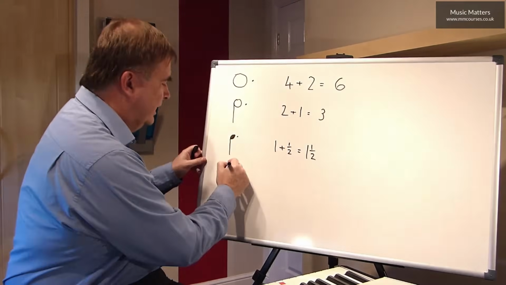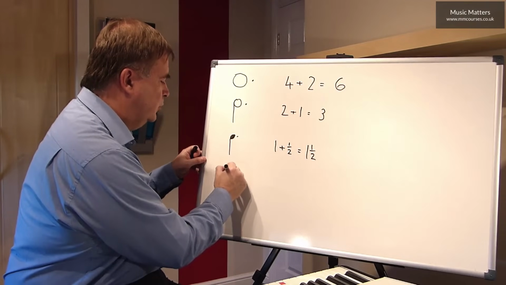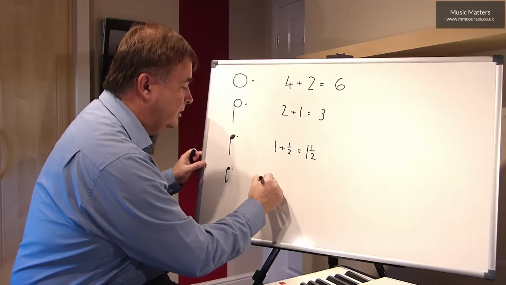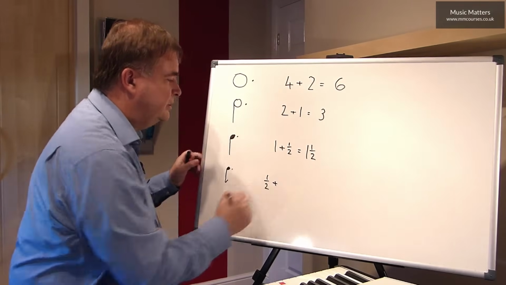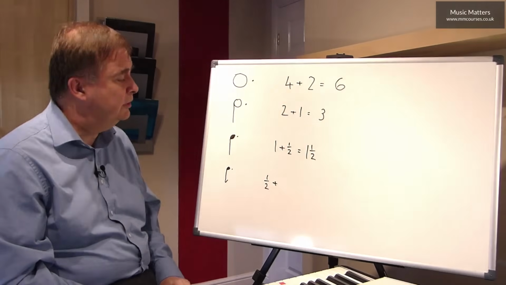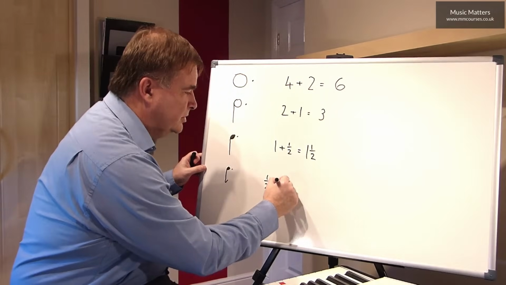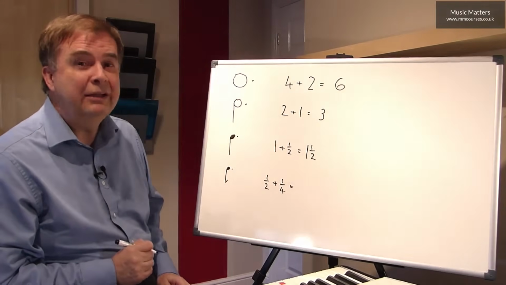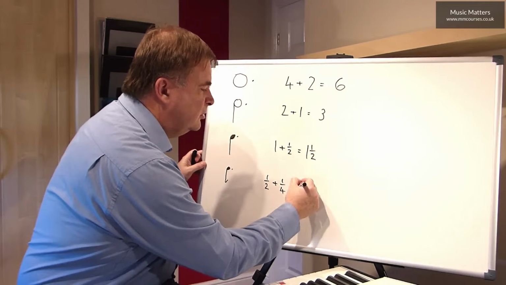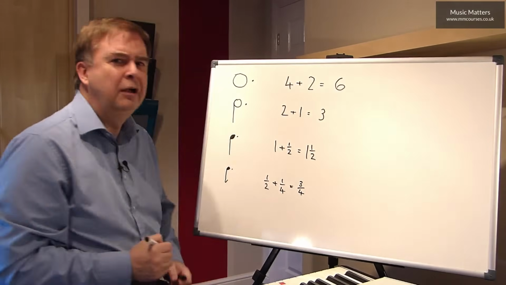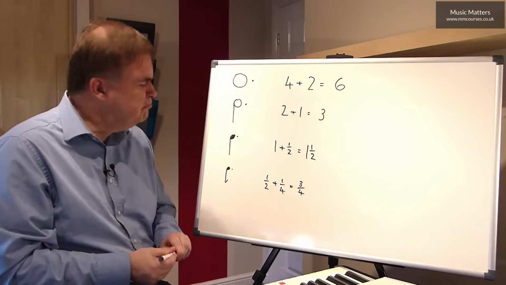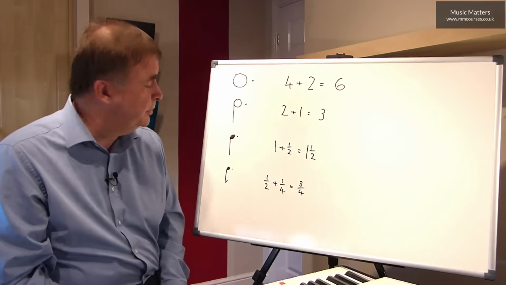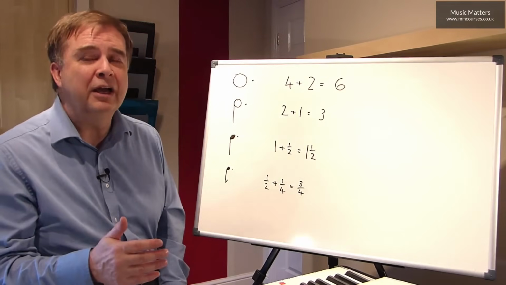Okay, let's go a bit further. What about a dotted quaver? Well, we know a quaver is worth 0.5 beat, so the dot must be worth 0.5. So that's going to be 1/4, which means that the total value of a dotted quaver is 3/4 of a beat. And again, that may sound slightly strange, but sometimes you find a dotted quaver in a real piece of music has a semiquaver after it.